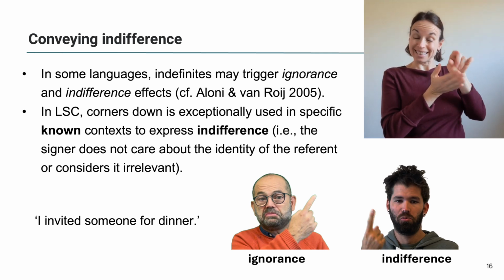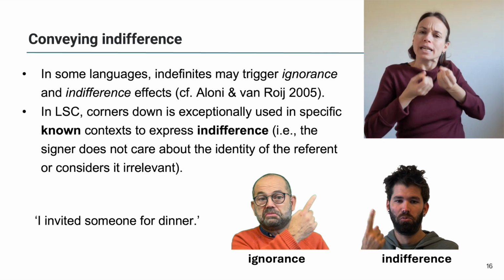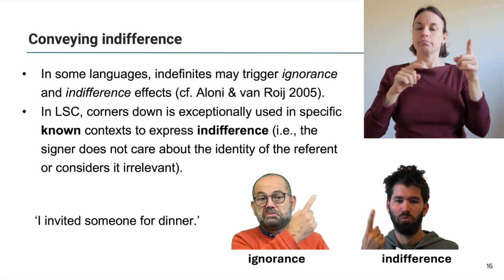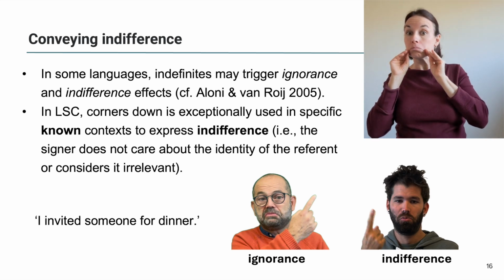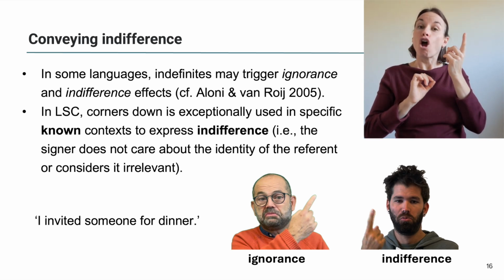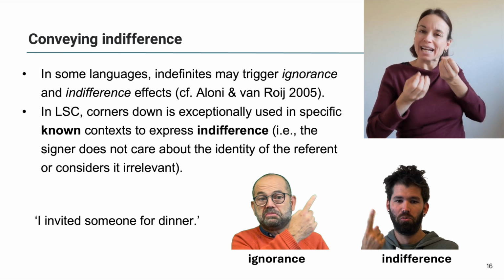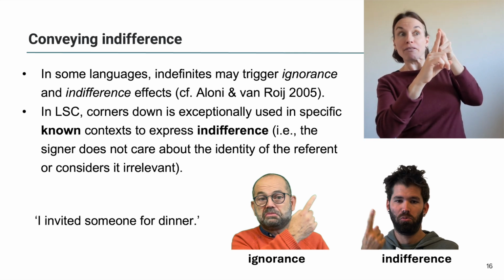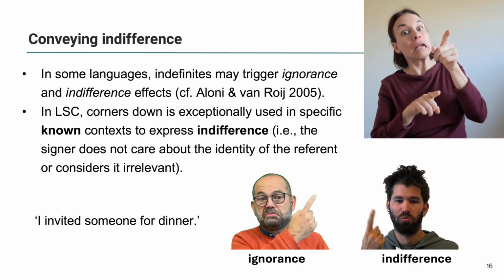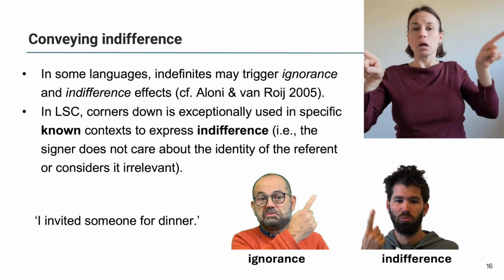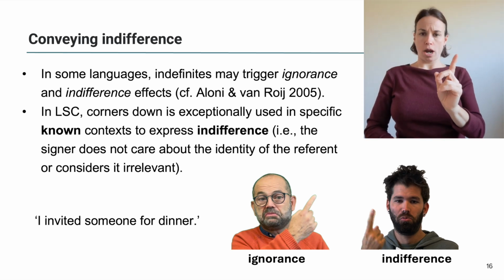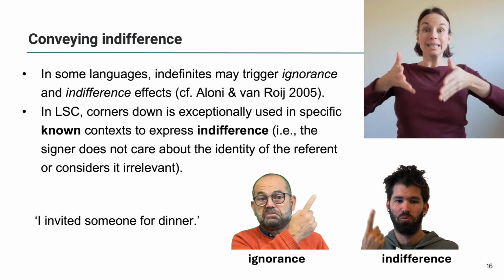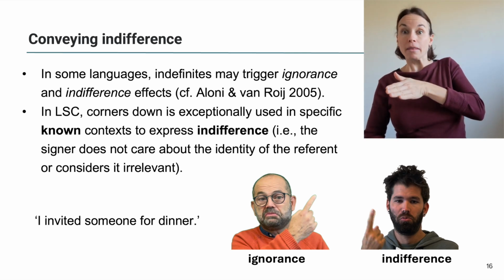Interestingly, there are languages in which indefinites may trigger ignorance but also indifference effects. In Catalan Sign Language, corners down is exceptionally used in specific known contexts to express indifference, so that the signer does not care about the identity of the referent or considers that information irrelevant. In the slide, you can observe that the same markers are used when the speaker is ignorant and indifferent with respect to the identity of the referent.